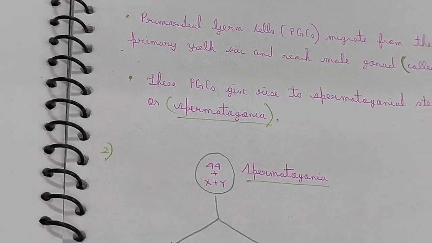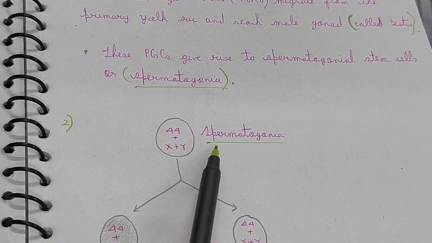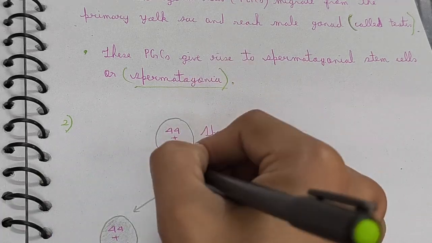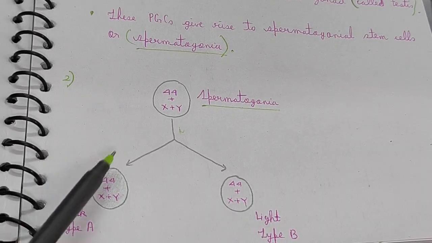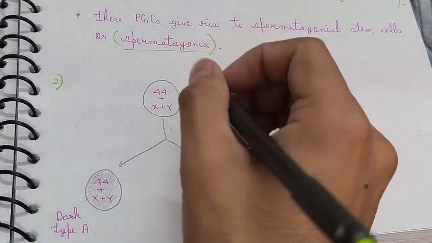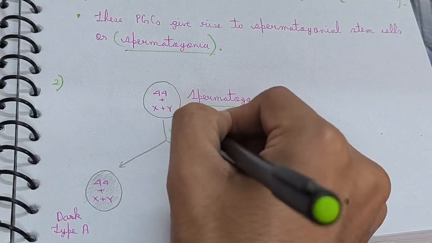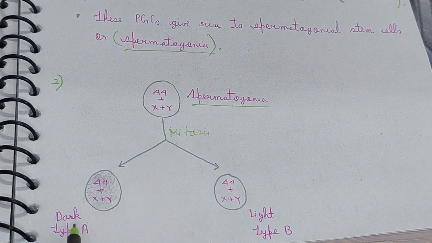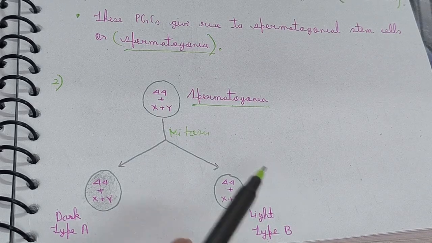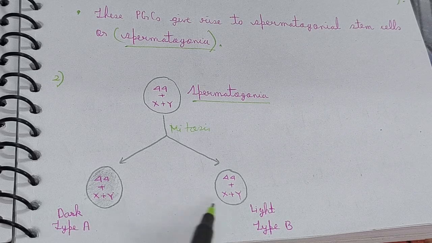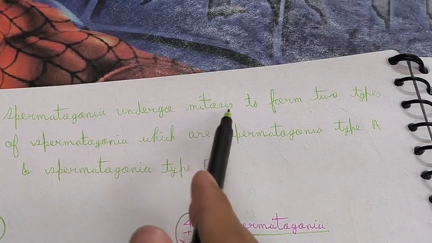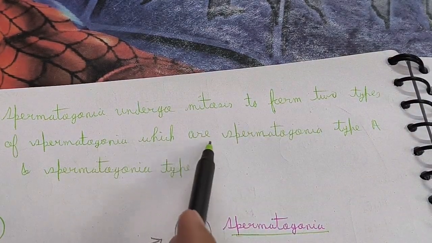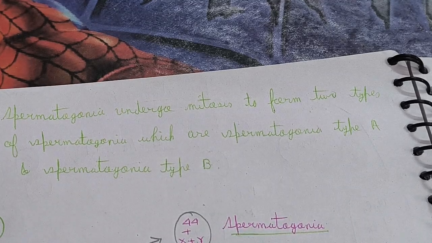Now the second point. Here you can see this is the spermatogonia, and this spermatogonia divides by undergoing mitosis and forms spermatogonia type A and spermatogonia type B. This spermatogonia type A is dark and type B is light. So that's all I have written: the spermatogonia undergo mitosis to form two types of spermatogonia, type A and type B.